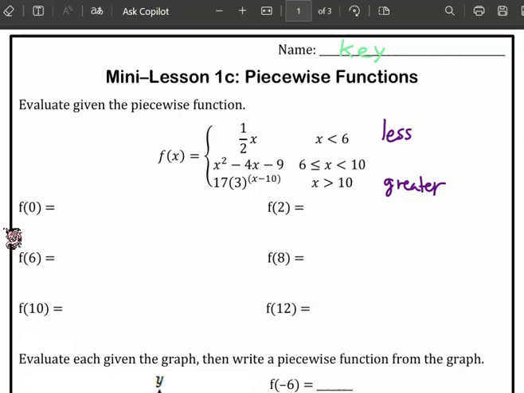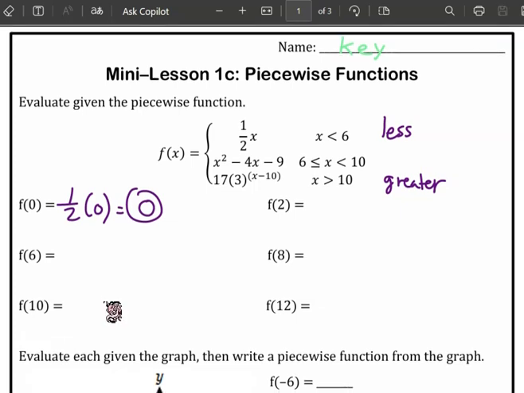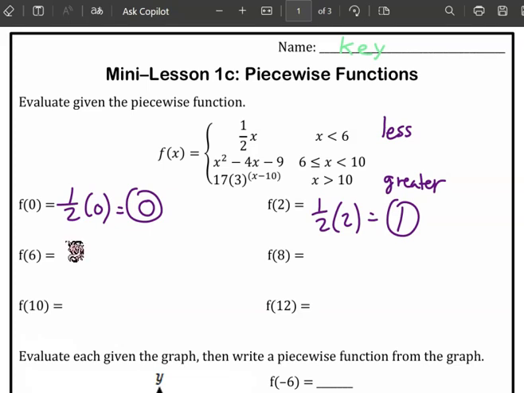To find f of 0, we want to first determine which of the three pieces it's in. 0 is less than 6, so it would be in this first piece. And that gives you 0. f of 2 is still less than 6, so we're still going to use that first piece. 1. f of 6, well, 6 is going to be included in the middle one.